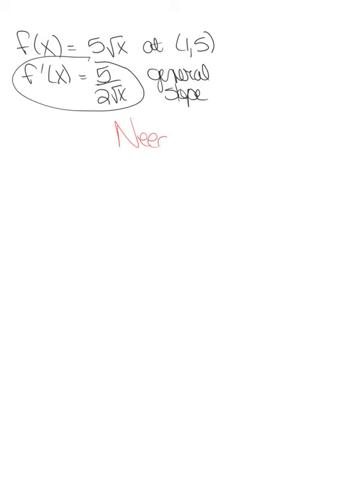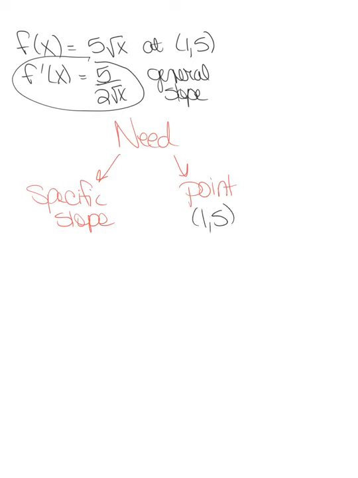We are asked to write the equation of the tangent line. And once again, I need you to remember that there are two things that you're going to need. You're going to need that specific slope, and you're going to need a point. Once again, they give us the point. The point they give us is the ordered pair 1, 5. Now, in order to get the specific slope from the general slope, all I need to do is pick a value of x, and I'm going to use the one they give me. So I'm going to evaluate f prime at 1.